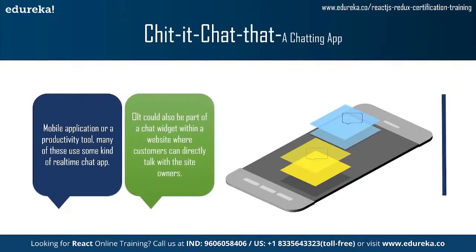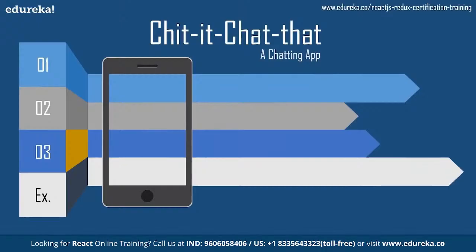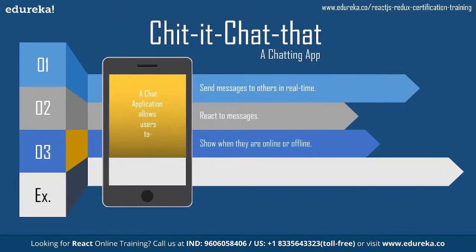Now moving on to the chat app, Chit It Chat That. Whether it's a mobile application like WhatsApp or Viber, or a productivity tool like Slack or Discord, all of these use some kind of real-time chat. It could also be part of a chat widget within a website where customers can directly talk with the site owners. As we know, all chat apps allow users to send messages to others in real time, react to messages, and show when they are online or offline. For example, you can check out Slack, Messenger, Discord, Crisp Chat, etc.